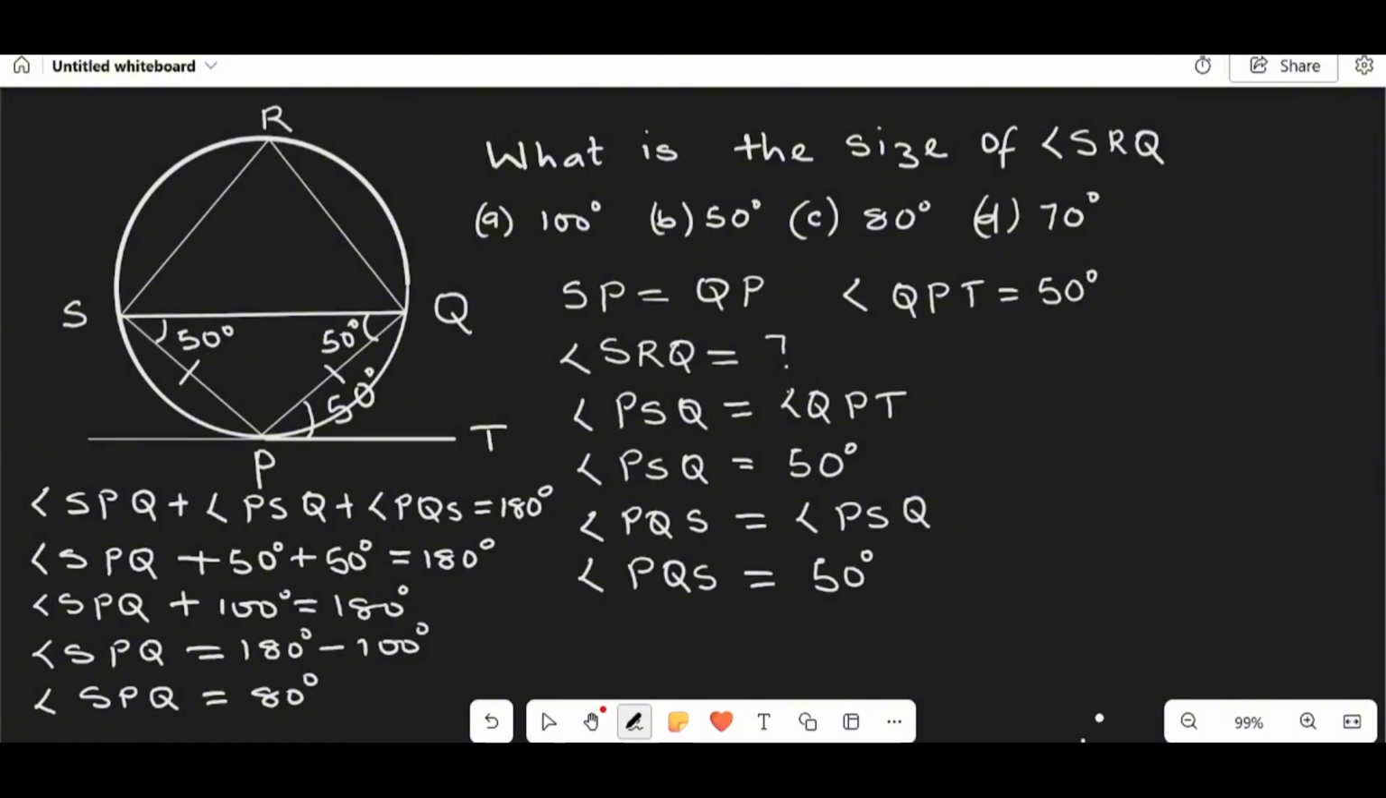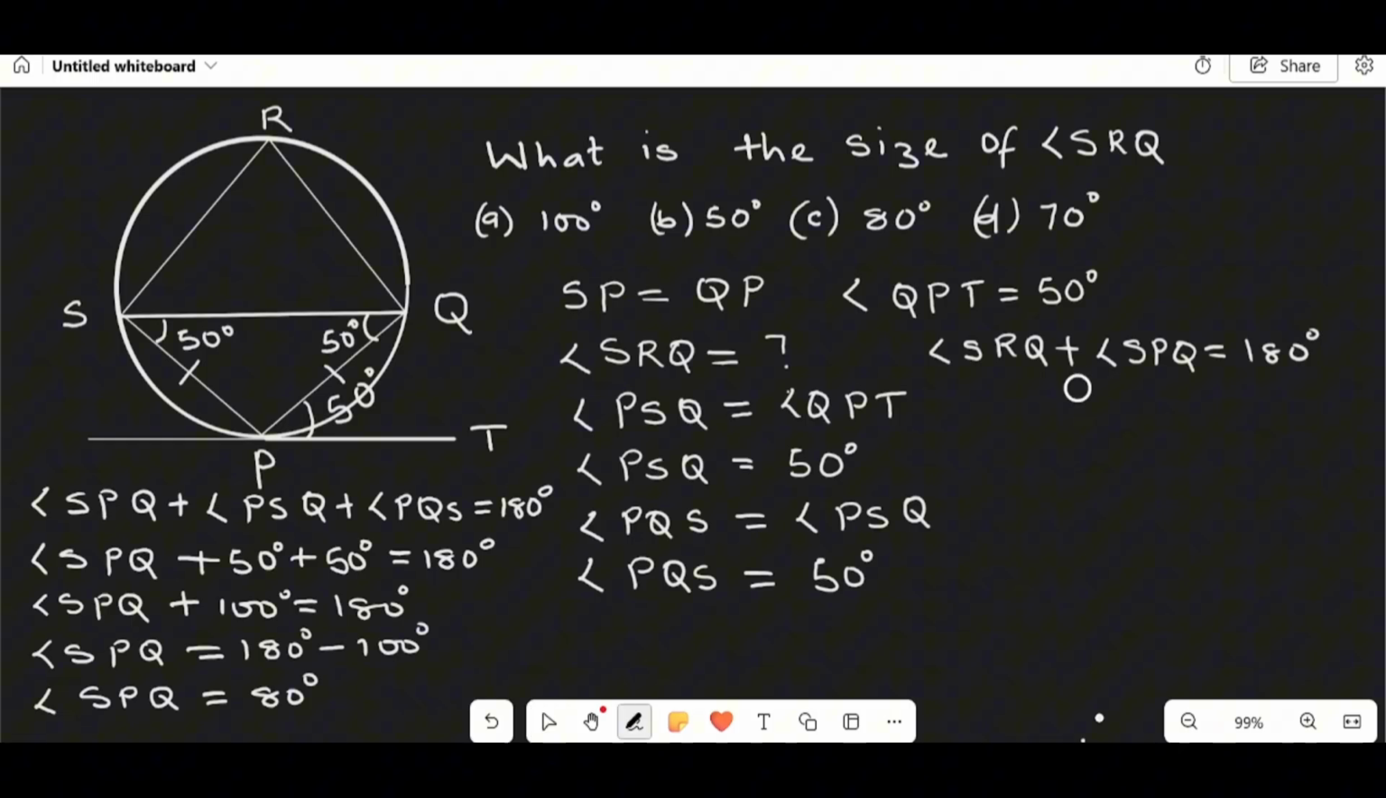Let us find angle SRQ. In a cyclic quadrilateral, opposite angles add up to 180 degrees. So our angle XPQ and angle XRQ equals 180 degrees. Angle XRQ plus angle XPQ equals 180 degrees. Our angle XPQ is 80 degrees.